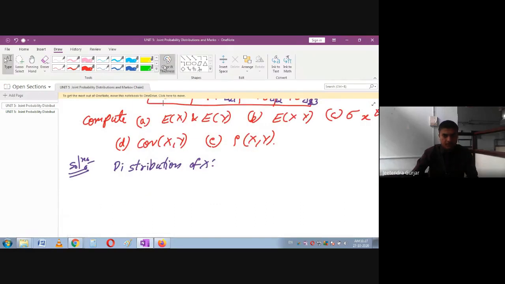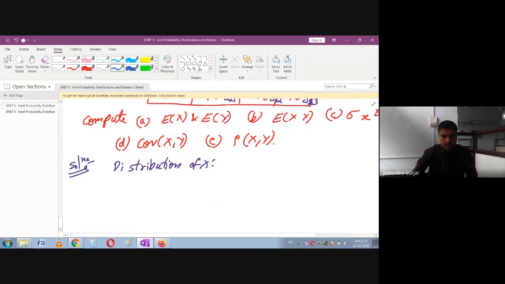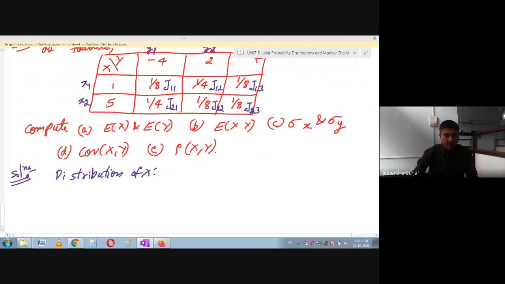I have taken here blue. Okay, I will take blue only. Okay. So we see this distribution. Now we simplify. First you see expectation of x, distribution of x. Already what I have told you, how you are going to take distribution of x1 and the distribution of x2.